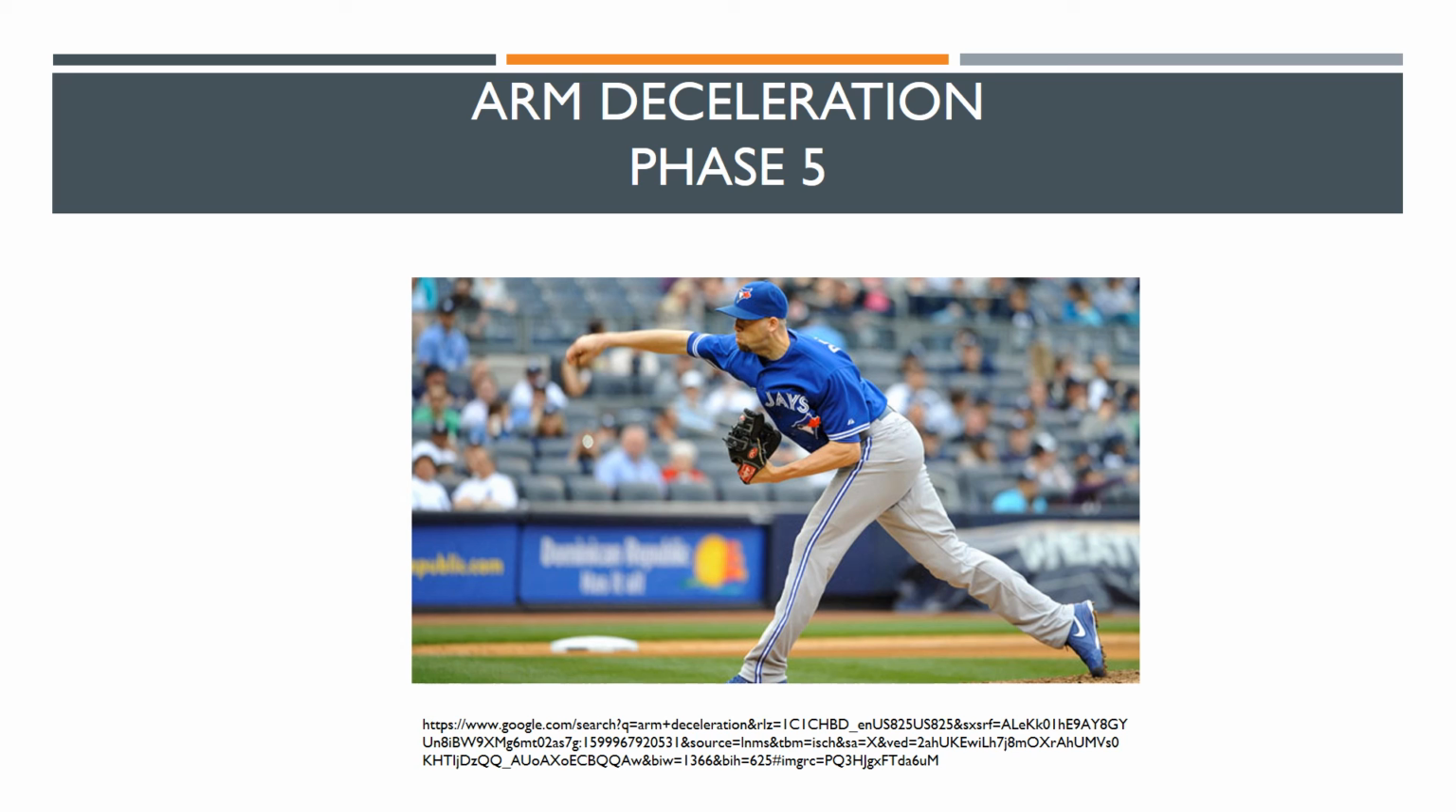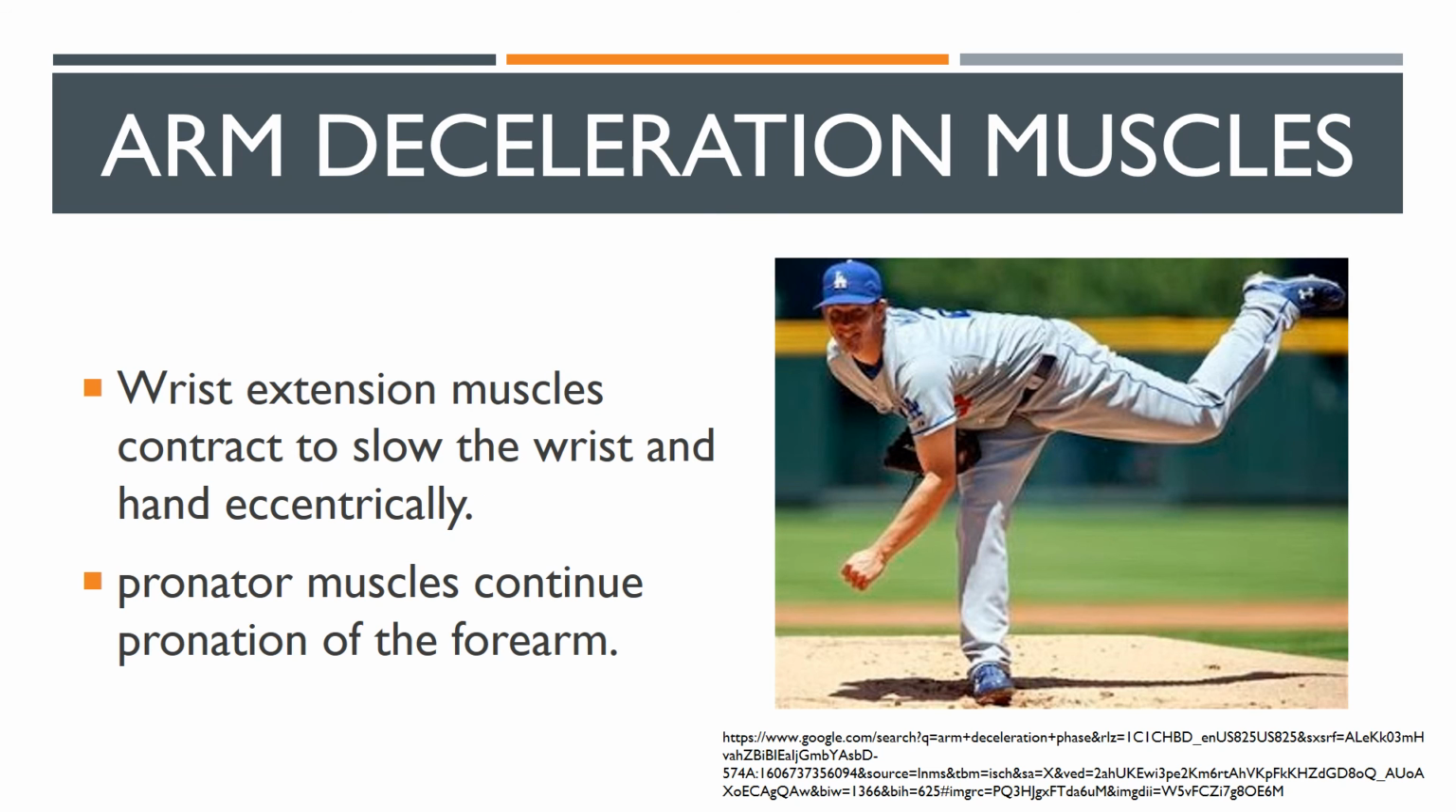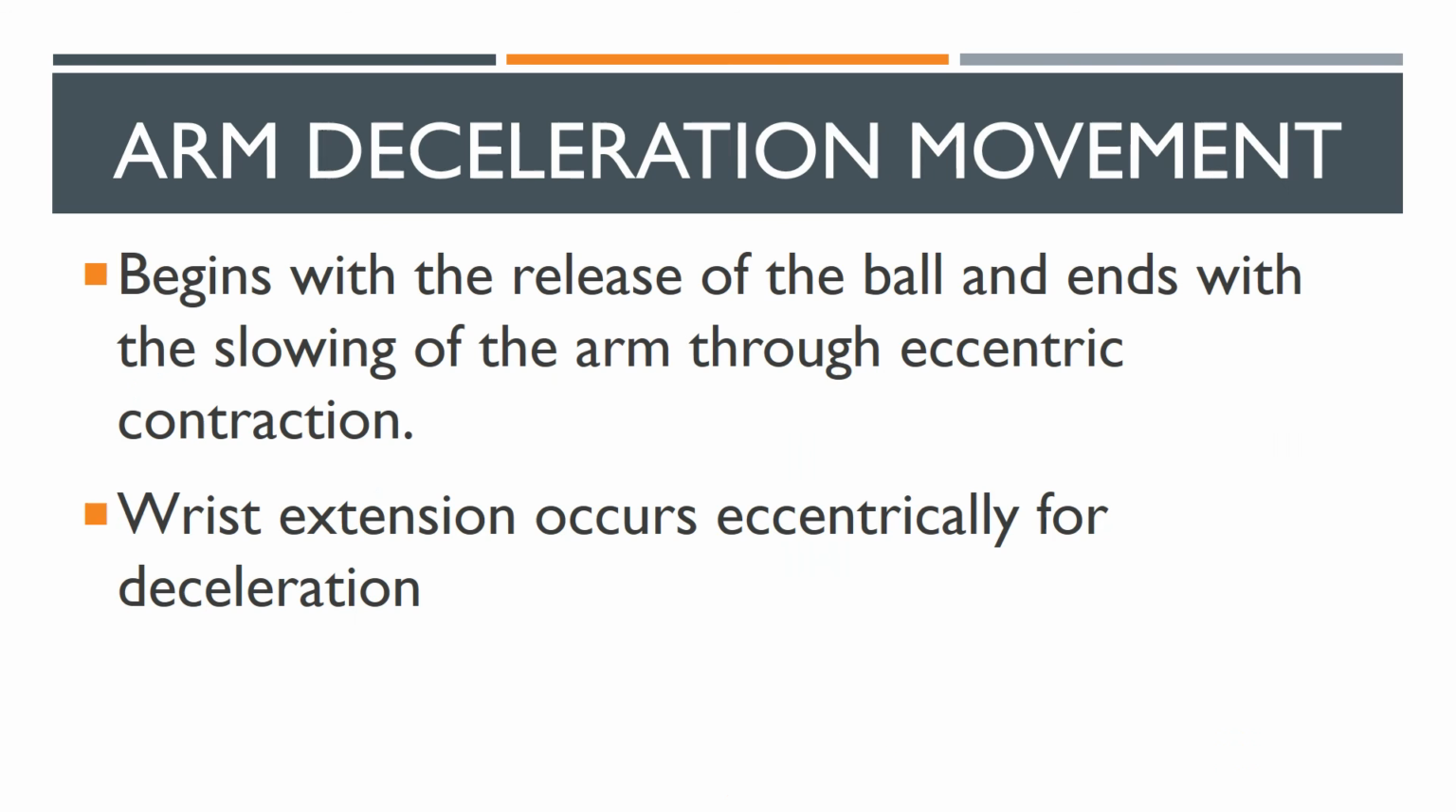Arm deceleration is the fifth phase. There are also little to no injuries that occur at deceleration at the hand and the wrist. It's pretty stable. Wrist extension occurs. So all the wrist extensor muscles contract to slow the wrist and hand eccentrically. Pronator muscles continue to pronate the forearm, but this is also very minimal.